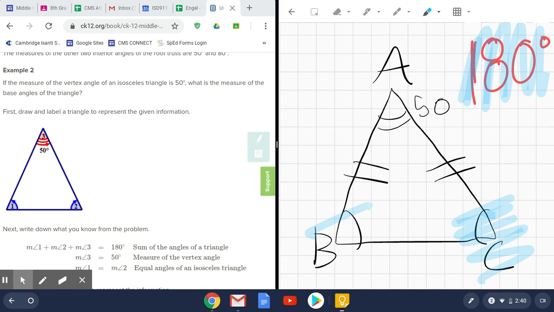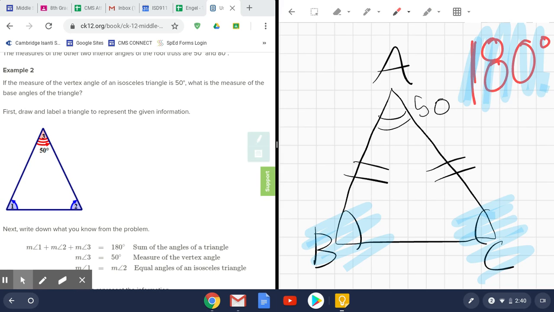Alrighty, so B and C, right? B and C are the same. So we know that if B and C are the same, we could just find the difference between 180 and 50 and then divide that by 2, right? Because angles B and C have to have the same measurement if they are the same size.